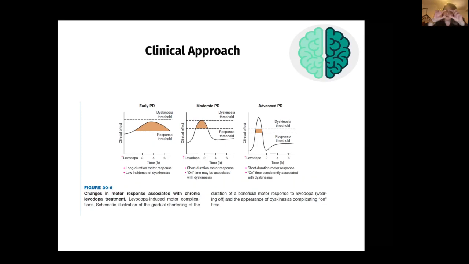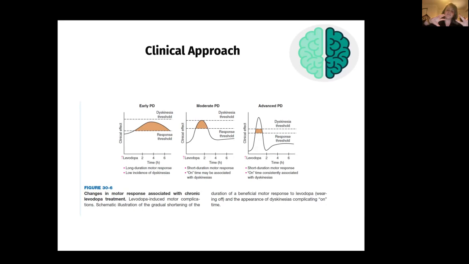And if they are not within that line and they are under that line, then they will be in an off period where they're very stiff, very bradykinetic, and not able to move. However, if they are in the dyskinetic threshold or above these two lines, then they will have the abnormal movements, which is equally disabling for these patients. And we explained why that happens.